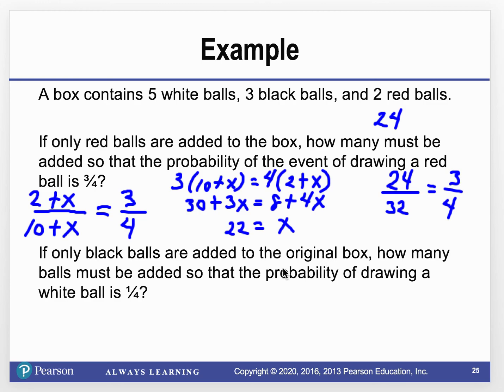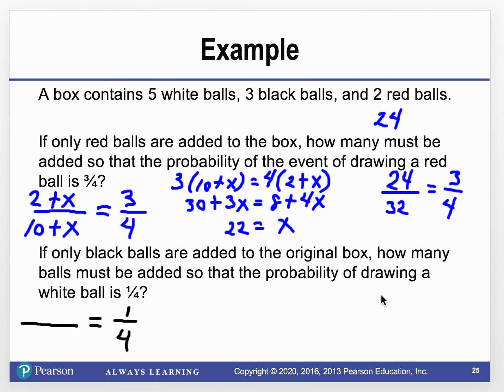Okay, what about the next one? If only black balls are added to the original box, that tells me to go back up here. We're not talking about adding to the one with the 24 red balls now. If only black balls are added to the original box, how many balls must be added so that the probability of drawing a white ball is 1/4? Notice the last one talked about adding red balls and the probability of drawing a red ball. This one is talking about adding black balls, but the probability is about drawing a white ball. So be careful of that.